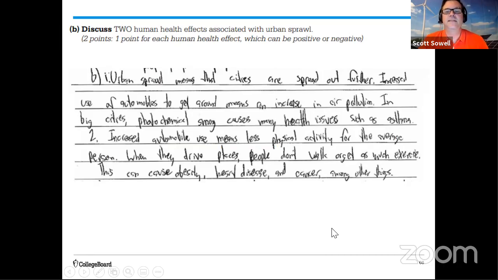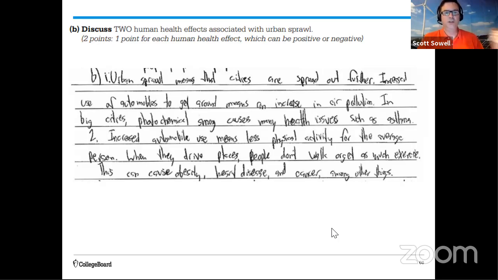Urban sprawl means that cities are spread out further. Increased use of automobiles to get around means an increase in air pollution. In big cities, photochemical smog causes many health issues such as asthma. Boom, there's a good discussion of the air pollution problem.